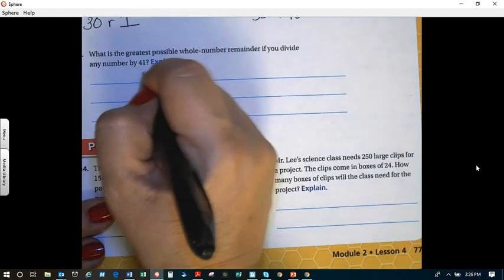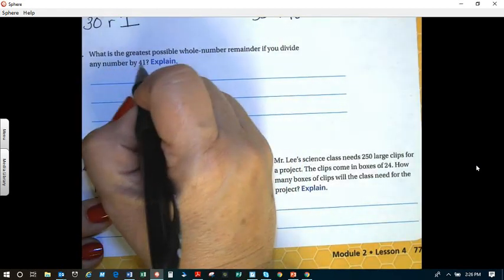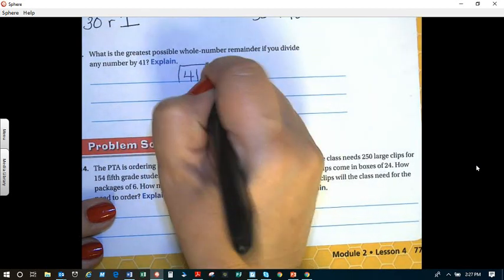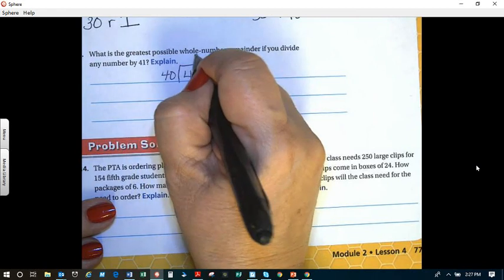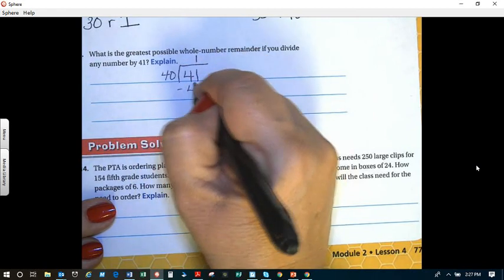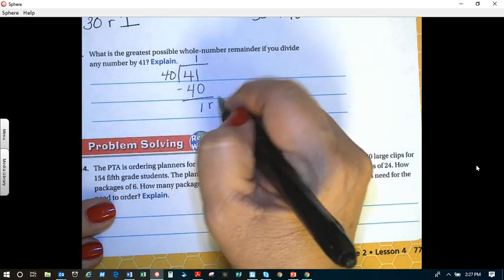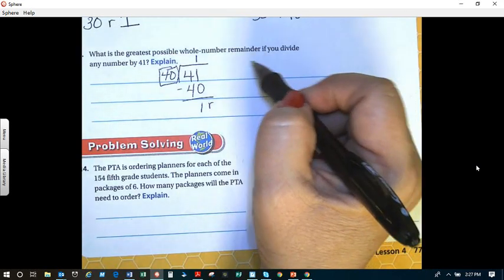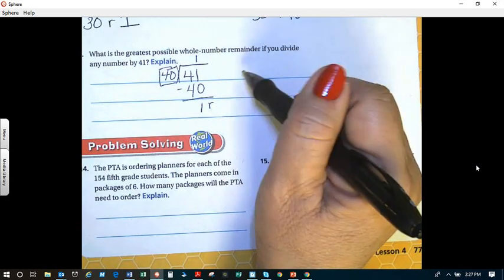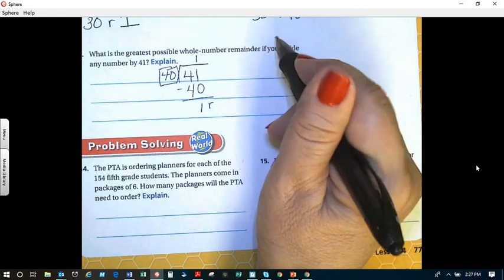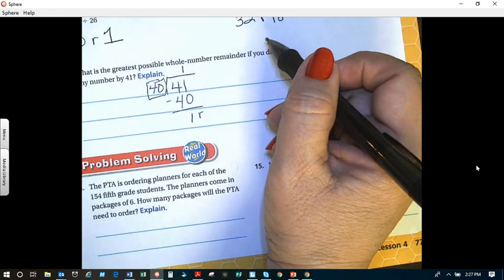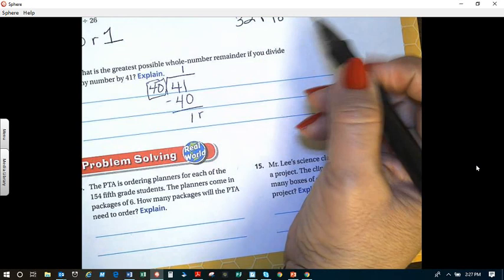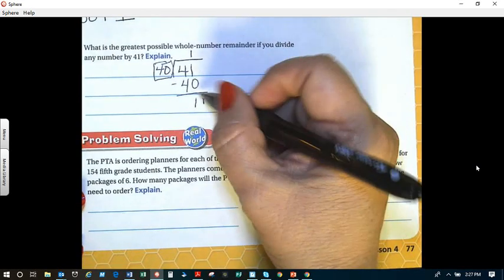So if I divide any number by 41, well, it would be 40 because it goes one time with a remainder of 1. So the greatest number, the greatest whole number remainder if you divide any number by 41. So the greatest remainder is 40 because any whole number greater than 40 would be able to divide it evenly again.